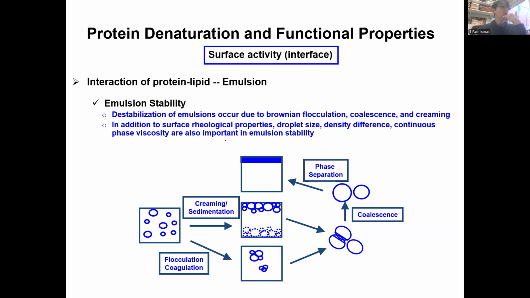A lot of factors impact the stability of the droplet size. We talked about that: difference in density between the two phases and the viscosity of the continuous phase. If you have a little bit more viscous continuous phase, the droplets are kind of more stabilized. If you have a very thin continuous phase, you just have more movement, and that would bring them together because you don't have that viscosity that holds them apart.